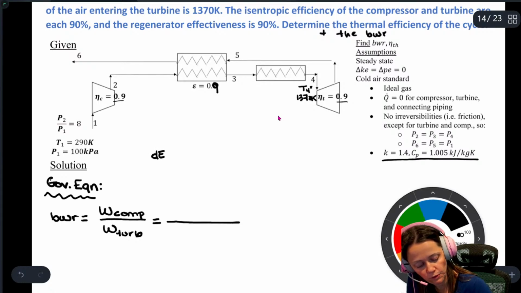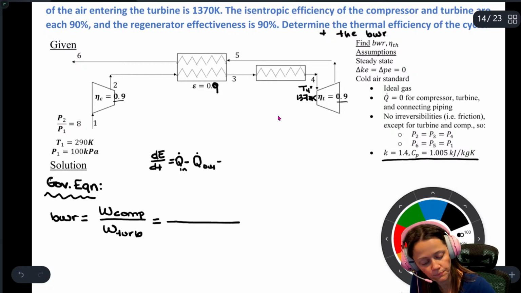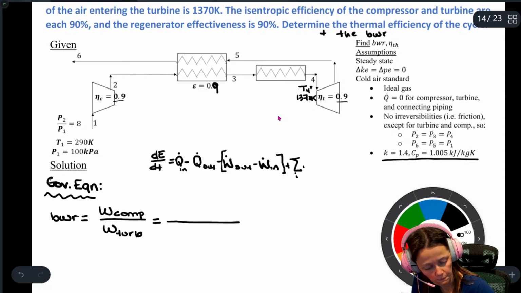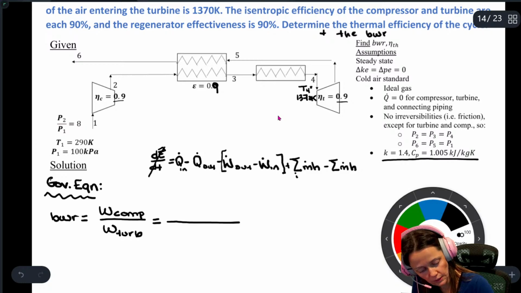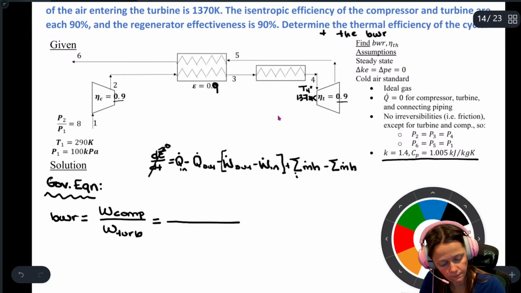So I'm just going to write my first law here. Started to write it up at the top, but got Q dot in minus Q dot out minus, oops, W dot out, minus W dot in. And there are kinetic and potential energy terms, but I'm going to ignore those. Actually, I probably should have ignored that because it's steady state, or that's one thing we're assuming.